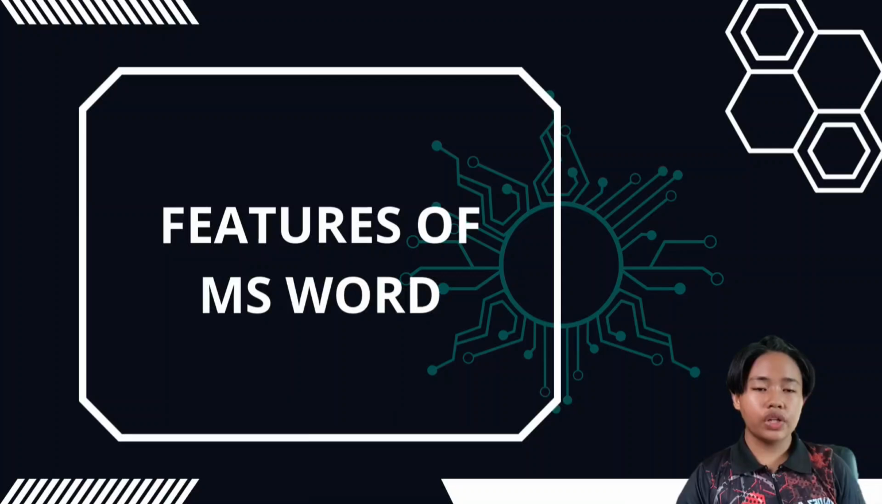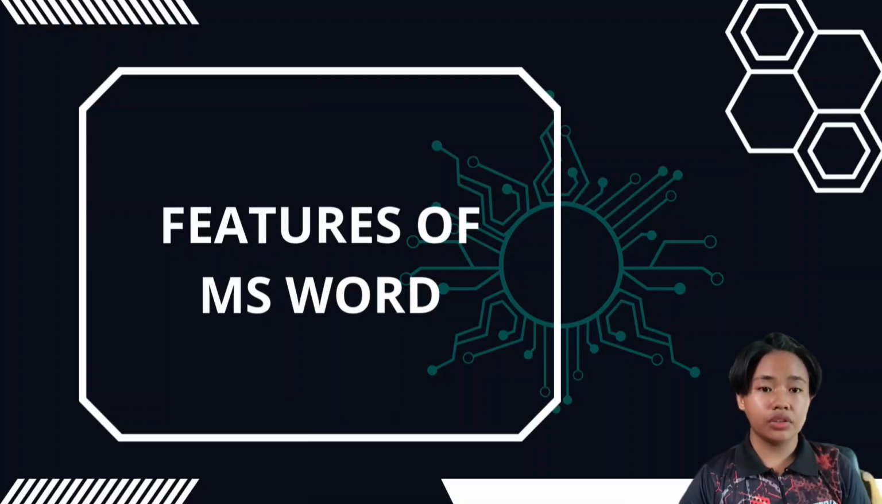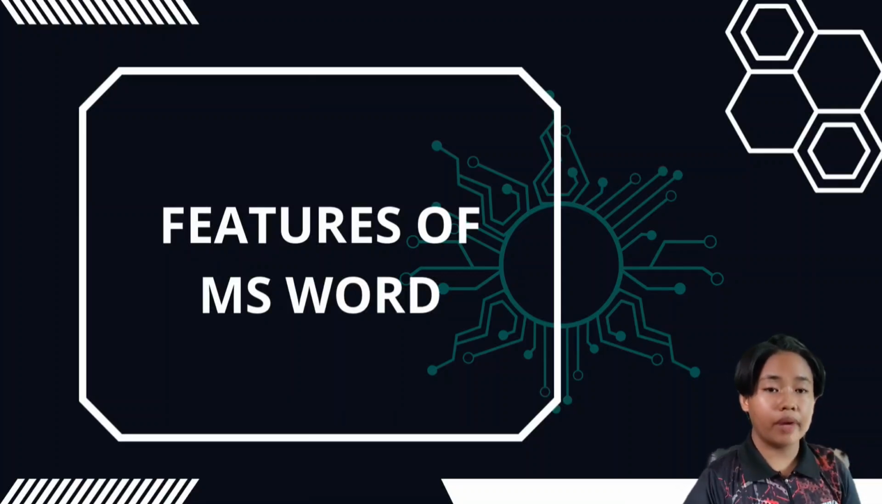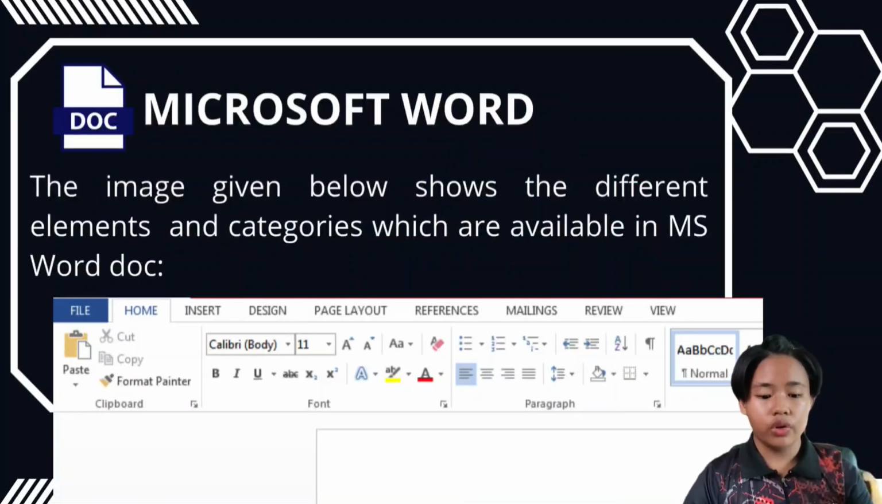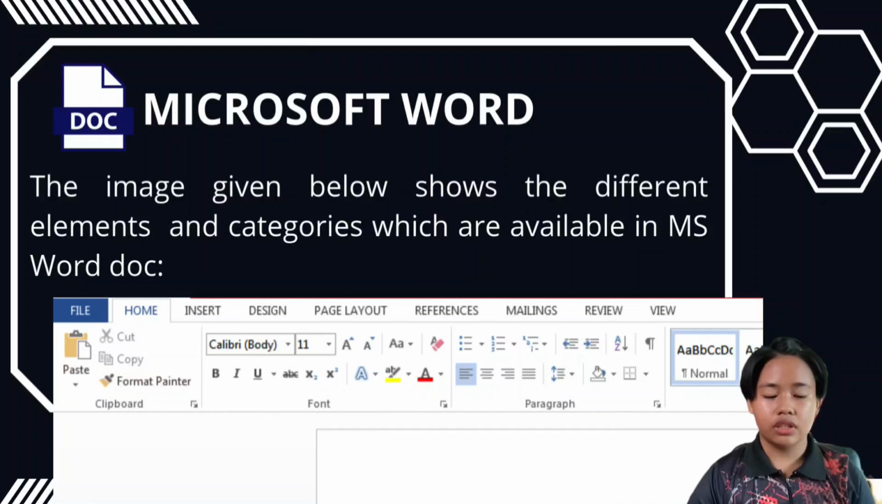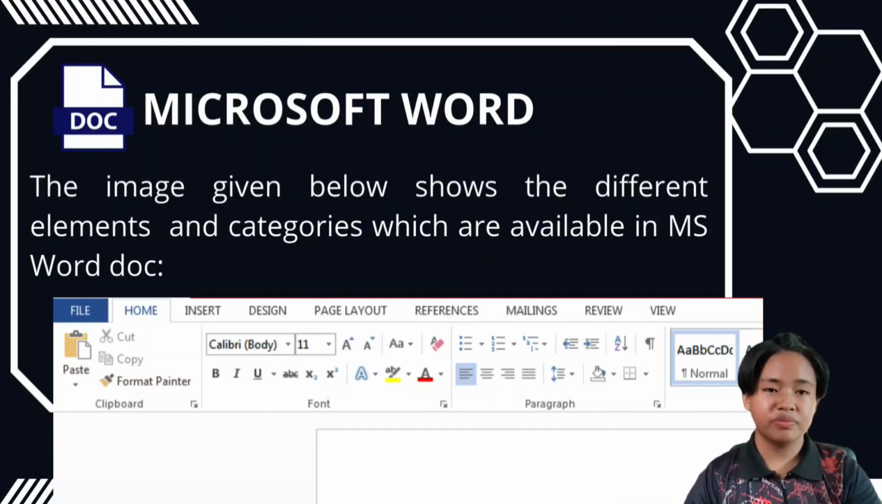Now, let us read more about the features and components of a Microsoft Word doc file in detail. The image given below shows the different elements and categories which are available in Microsoft Word docs. We have here the Home tab, Insert, Design, Page Layout, Reference, Mailings, Review, and the View.